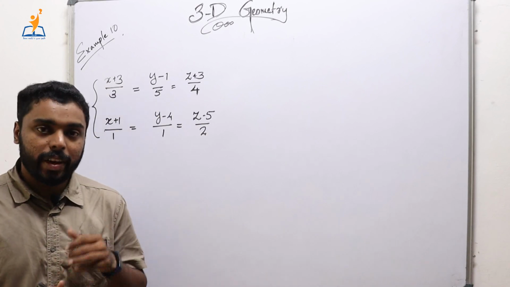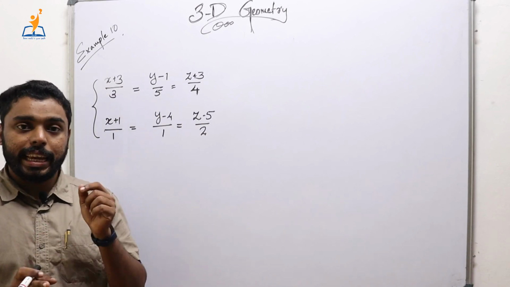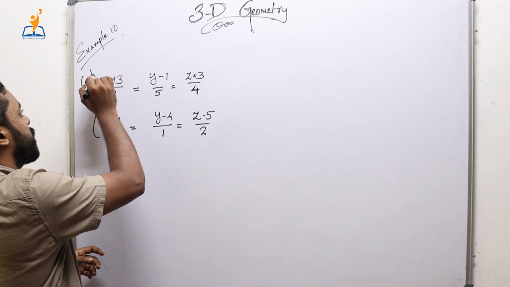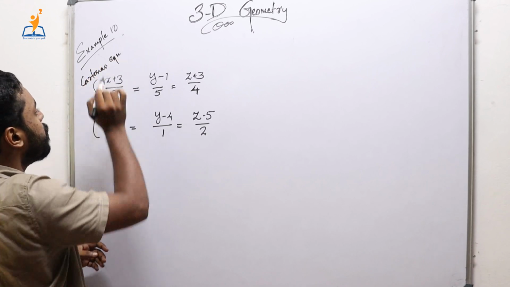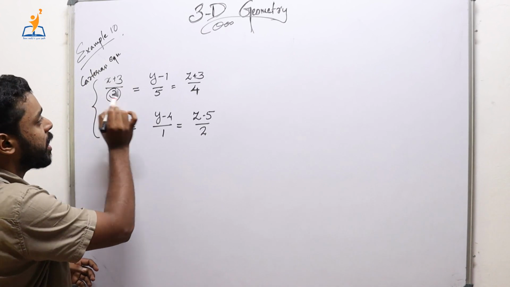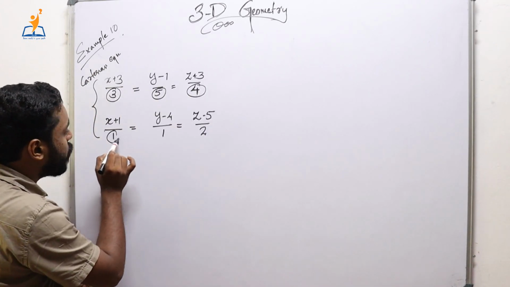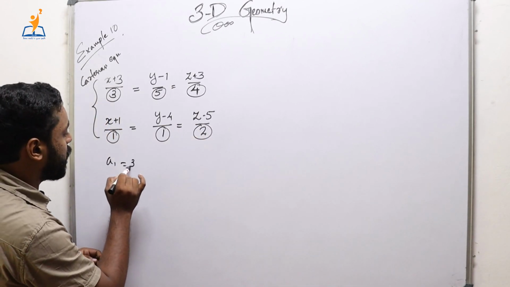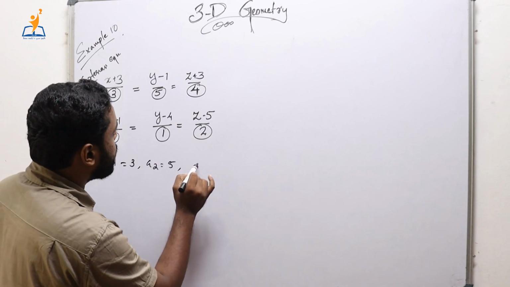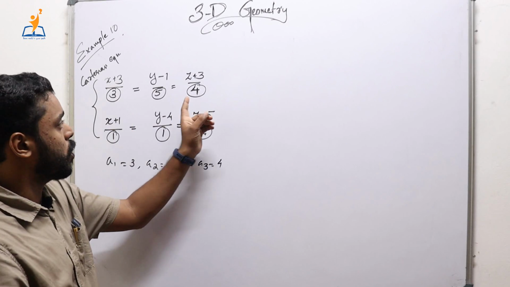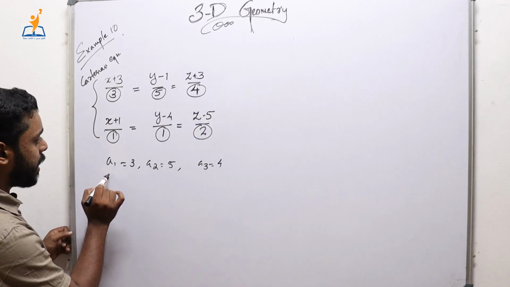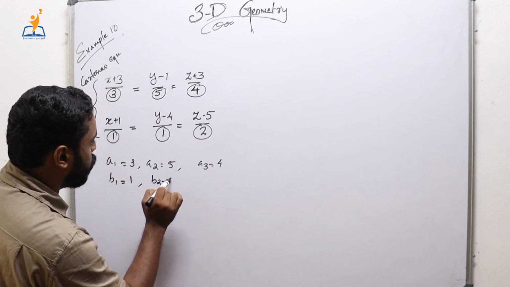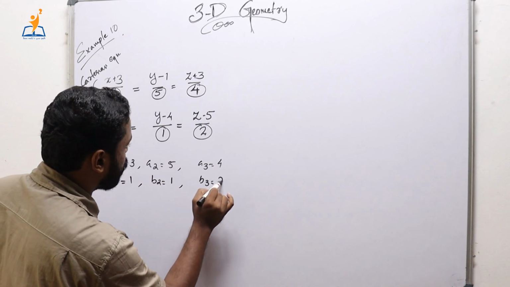In the previous example, we were given two lines in the vector equation, whereas in this example, we are given two lines in the Cartesian form of equation. So from this, we can easily find the direction ratios of the first line as well as the direction ratios of the second line, right? We can name A1 is equal to 3, A2 is equal to 5 and A3 is equal to 4, which is the direction ratios of the first line. Now the direction ratios of the second line can be named as B1 is equal to 1, B2 is equal to 1 and B3 is equal to 2.